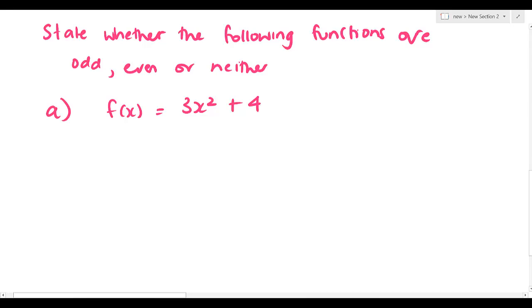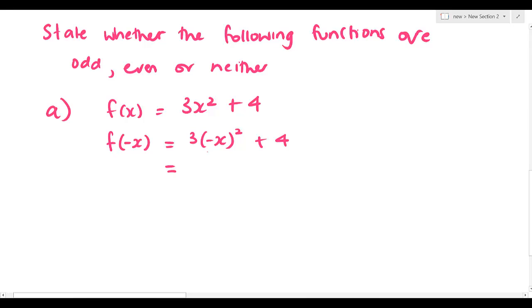Since we already defined f(x), we can move on to the next line. Once you've defined what f(x) is, the next step you should take is to find what f(negative x) is. If we have f(negative x), we substitute every x value with negative x. So instead of x squared, I should have negative x squared. So 3 times negative x squared plus 4.